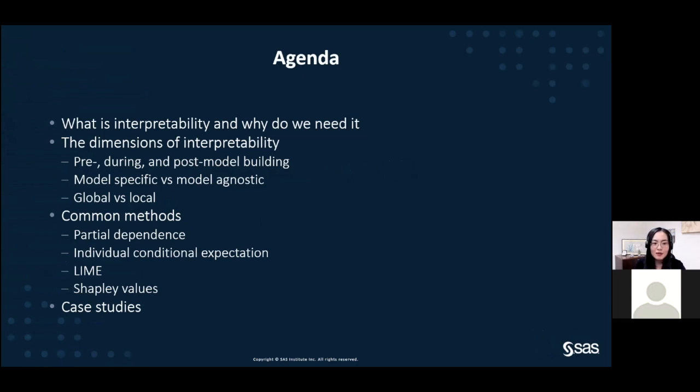We'll then talk about several common methods. We'll focus on the model agnostic methods, and then we'll look at some examples, case studies. Feel free to ask me any question if you have any during the presentation.